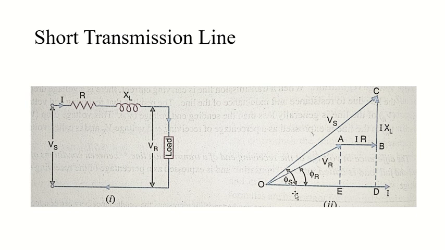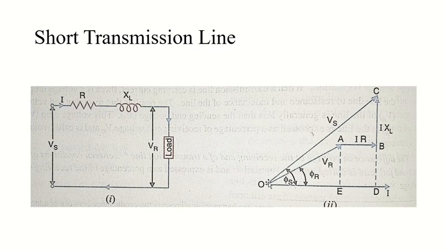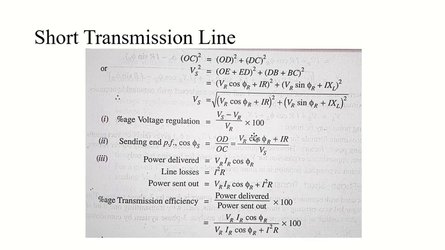Now the value of OD is already known to us. What is it? It is OE plus ED. See here, it is OE plus ED. And what is the value of OE plus ED? It is VR cos phi r plus IR. See here, the formula of Vs. So we will write VR cos phi r plus IR. And what is the value of OC? It is also known to us. It is nothing but Vs. So we will write Vs. So your sending end power factor will be VR cos phi r plus IR divided by Vs.